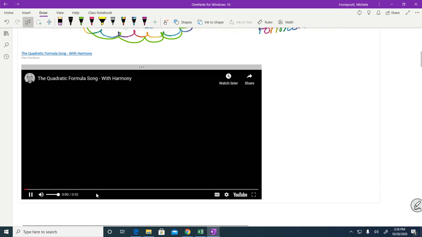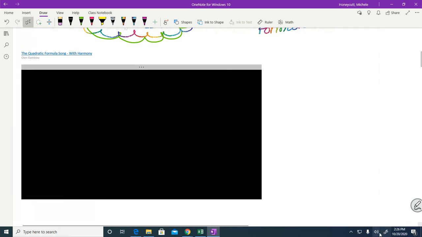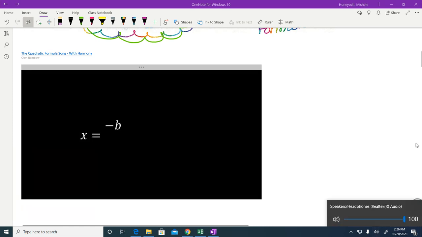Here we go. X is equal to negative b plus or minus the square root of b squared minus 4ac all over 2a.